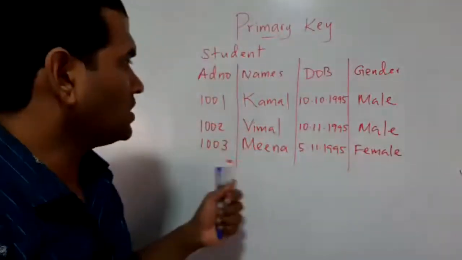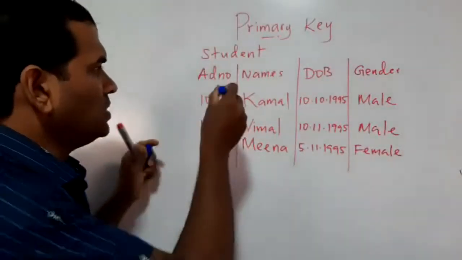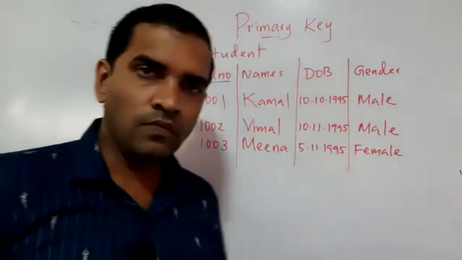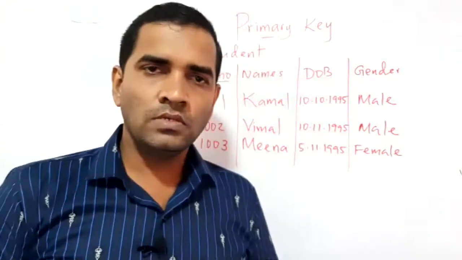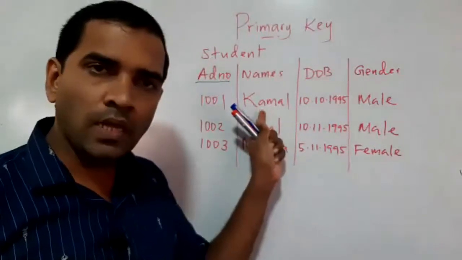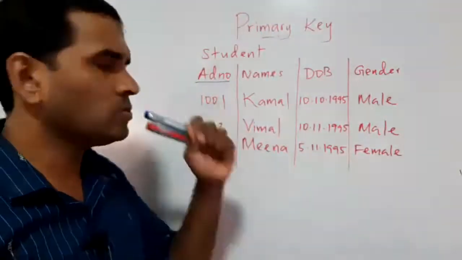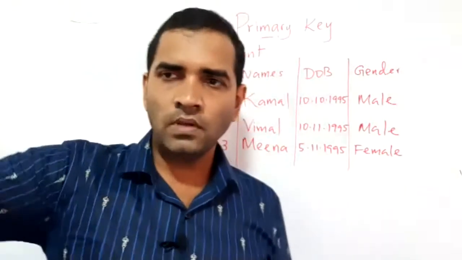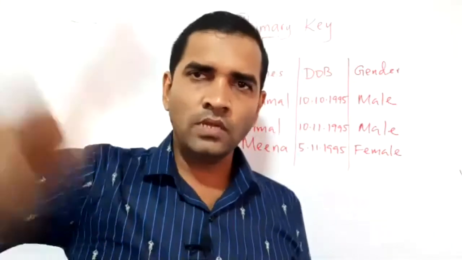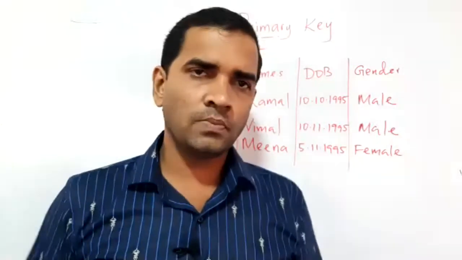So in this instance, yes, I can use the admission number for identifying each person. See, look at that. This person can be identified by using 1001. If I pronounce 1001, I know that there is only one student who will stand up.